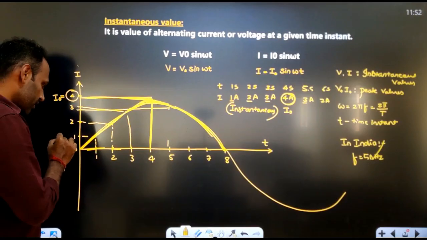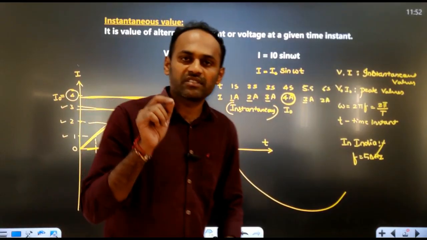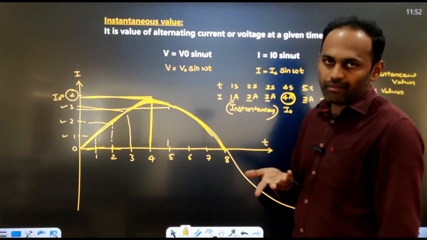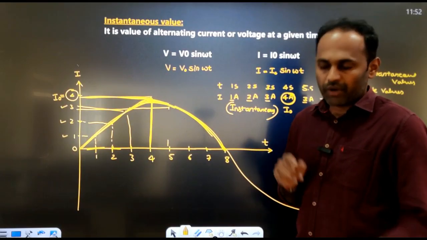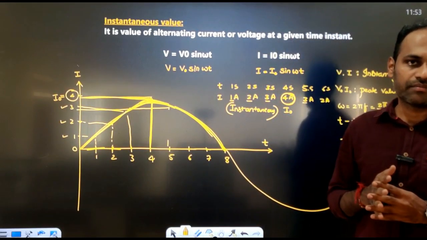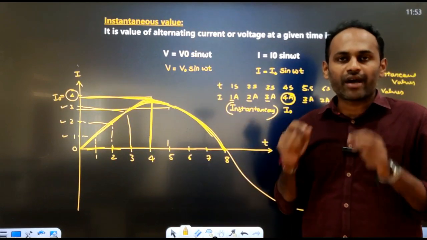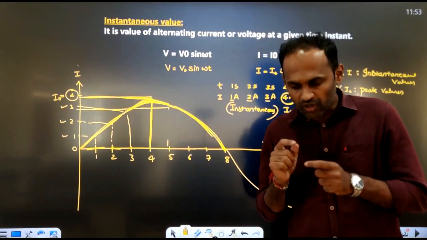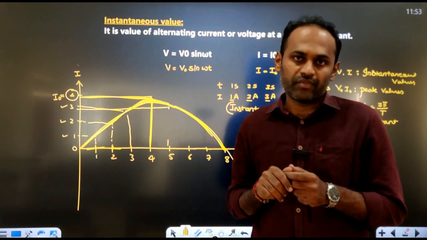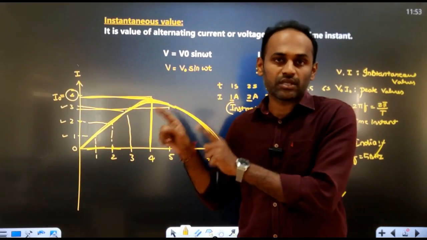Apart from the peak value, the remaining ones, 1 ampere, 2 ampere, 3 ampere, all these are instantaneous values. If I ask you how much is the current at 1 second, we say it is 1 ampere. You cannot say 3 ampere because at 1 second it is only 1 ampere, because for every second this current goes on changing. That's why the instantaneous concept comes here. Because for every second the current goes on changing, its value will be different.